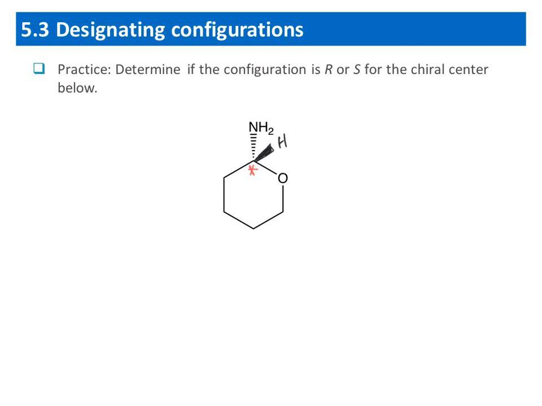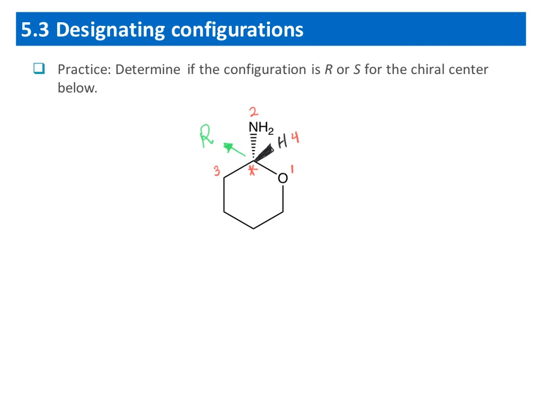It's a chiral center. Now, to determine the configuration, we need to assign priorities according to the atomic number. If you look at the periodic table, oxygen gets number 1, nitrogen is 2, carbon is 3, and hydrogen is number 4. Then we need to start counting 1, 2, 3. So this is 1, 2, 3. I'm rotating counterclockwise, so the configuration should be S. However, the lowest priority is pointing towards me, therefore I need to flip the configuration, so it should be R.